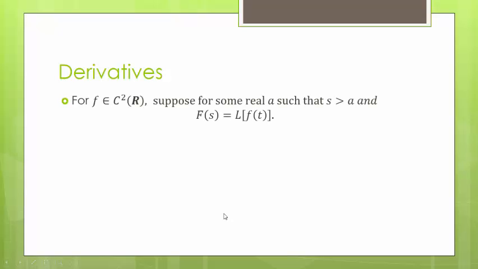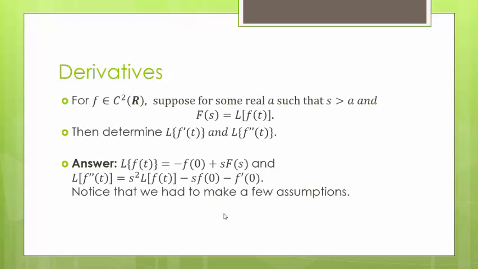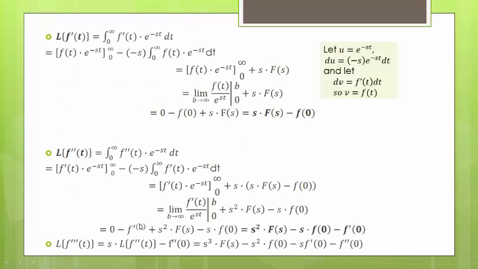It seems like we have enough to guess, or to suppose, you might say, that we have this property here. So for the first order derivative, I have s to the first degree times the Laplace transform minus f of 0, so just the original value. For the second order derivative, s squared times the Laplace transform minus s times f of 0 minus f prime of 0, so the first derivative evaluated at 0 there. And for the third derivative, s cubed times the Laplace transform minus s squared f of 0 minus s f prime of 0 minus f double prime of 0, etc.